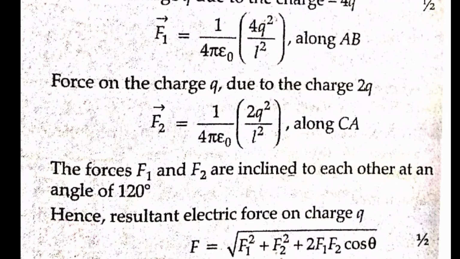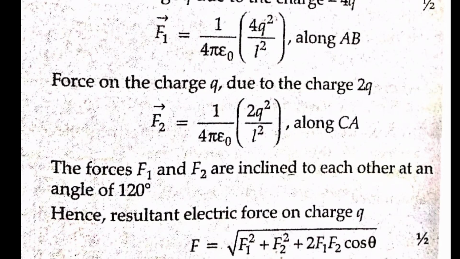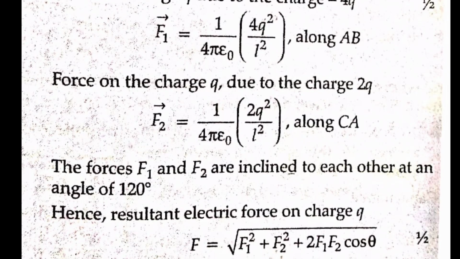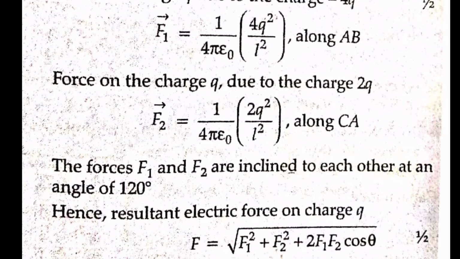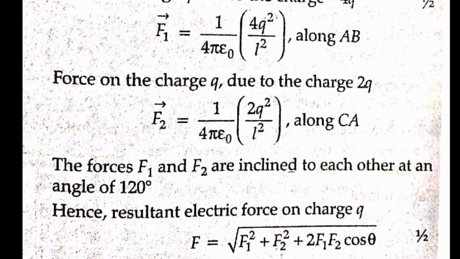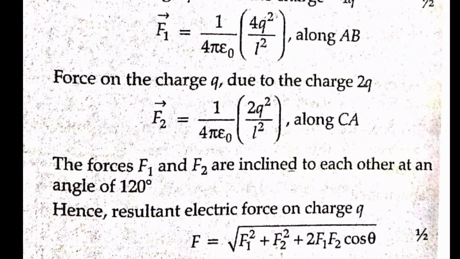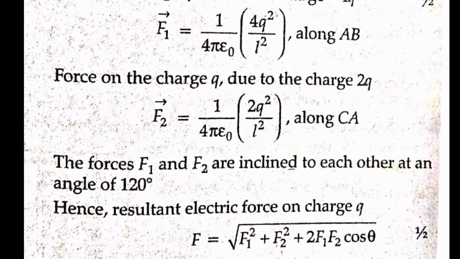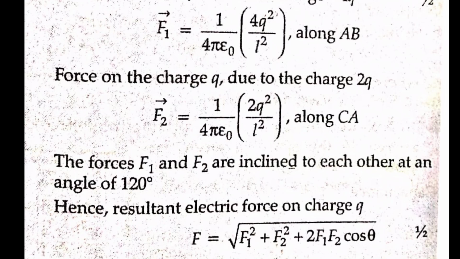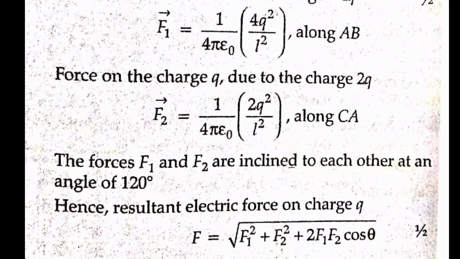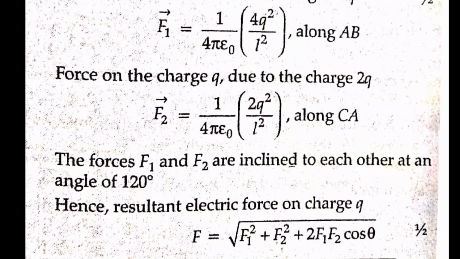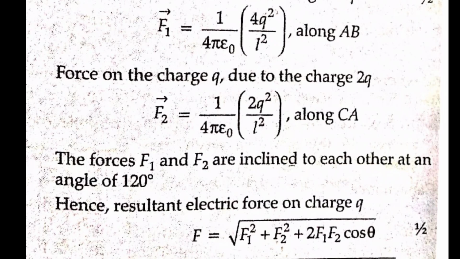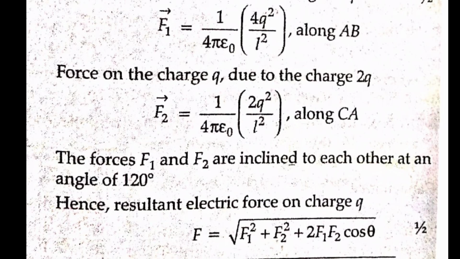Here we have a negative charge, which means that the direction will be along AB. And now we have to find the force on the charge due to the 2Q charge. F2 is equal to 1 by 4 pi epsilon 0 times 2Q square by L square. That will be along CA. Here we have a positive charge, so that will repel.